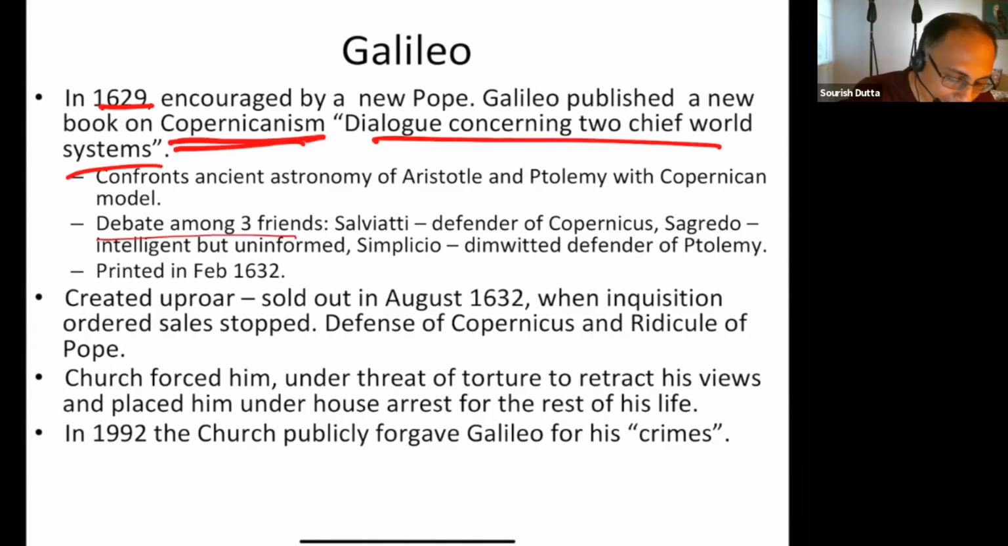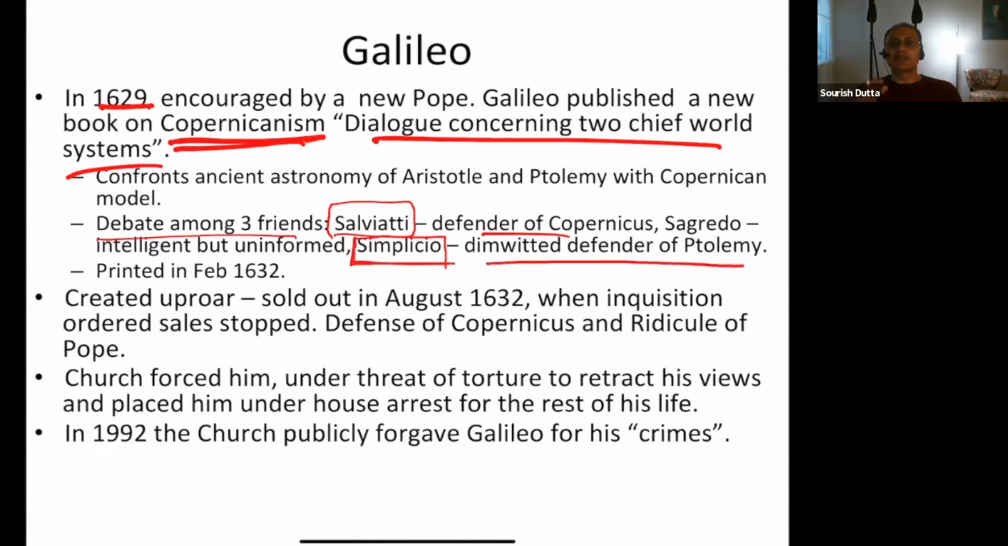One of them was Salviati, who was a defender of Copernicus, and this is really Galileo himself. There was another guy named Simplicio. You can tell from his name that he's not very smart, and he is a dim-witted defender of Ptolemy. He will just say that Ptolemy is always right, and he's too dumb to consider any evidence or arguments.